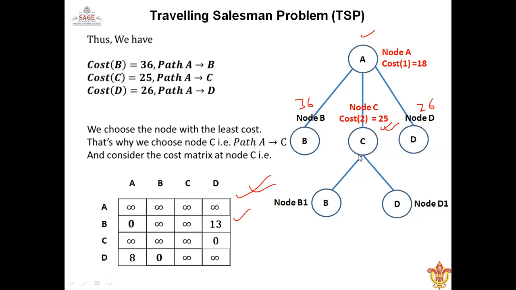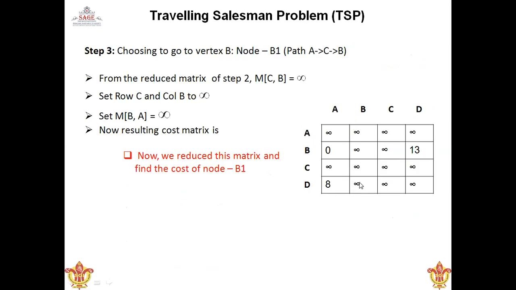Now from C we have two options there, that is B and D. From C we can move to B and to D. So we'll have to calculate the cost for both. So we are coming from A, we are moving to C, and now we are going to B. So for C to B, the matrix value is what? Infinity.